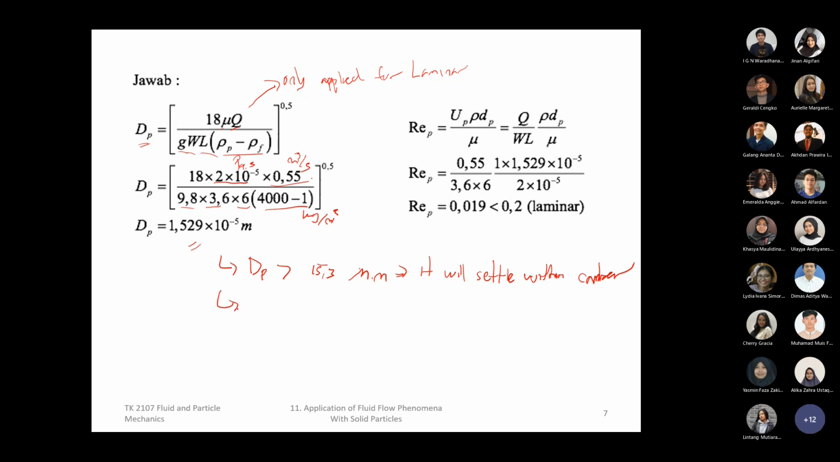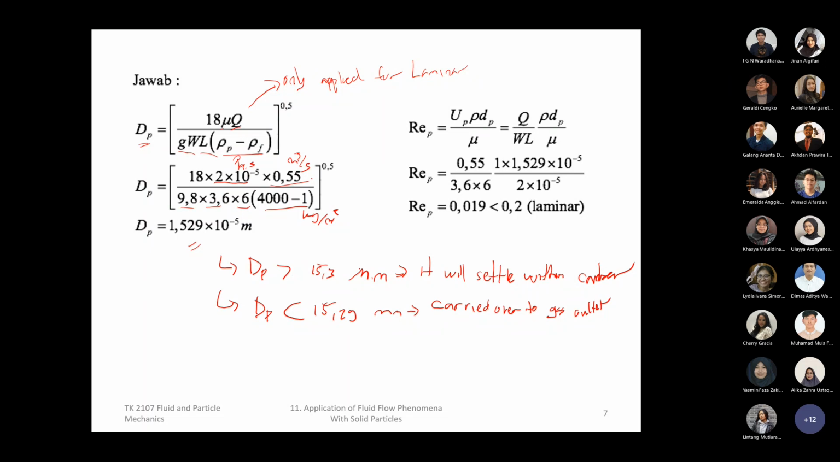But if your diameter is smaller than 15.29 over here, then it is carried over to the gas outlet. By the time it reaches the horizontal end, it hasn't settled to the bottom in the vertical direction.